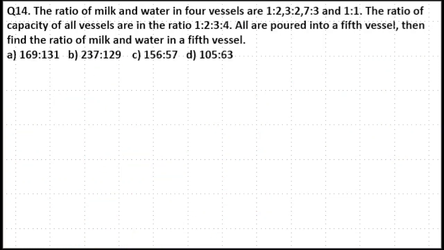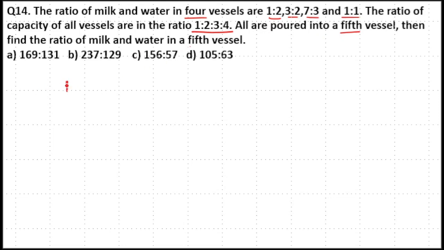Next is question number 14. The ratio of milk and water in 4 vessels are 1 is to 2, 3 is to 2, 7 is to 3 and 1 is to 1. The ratio of capacity of all vessels are in the ratio 1 is to 2 is to 3 is to 4. All are poured into a 5th vessel. Then find the ratio of milk and water in the 5th vessel.